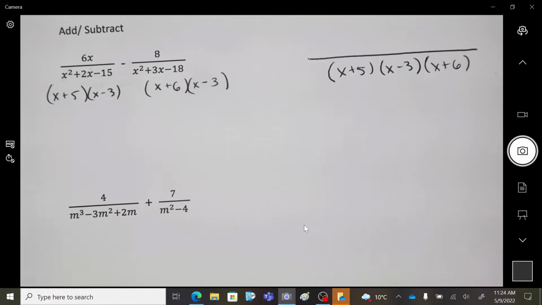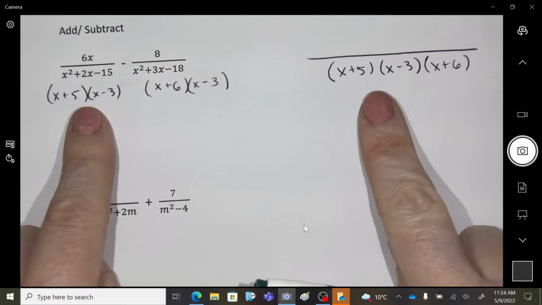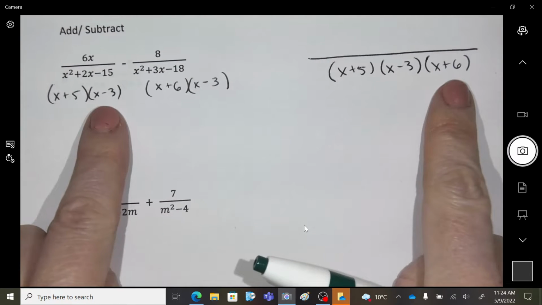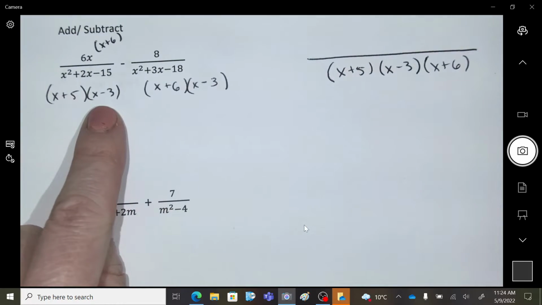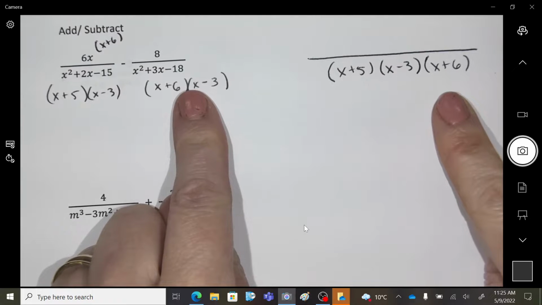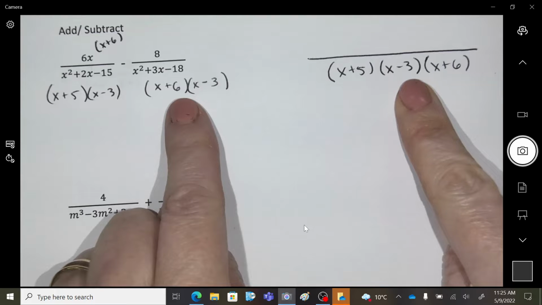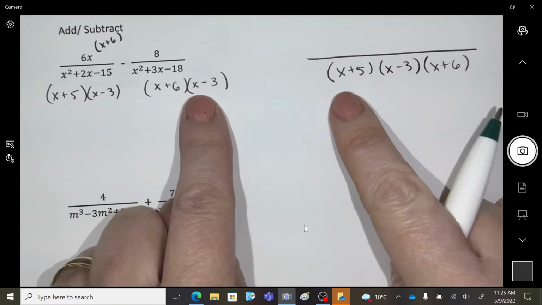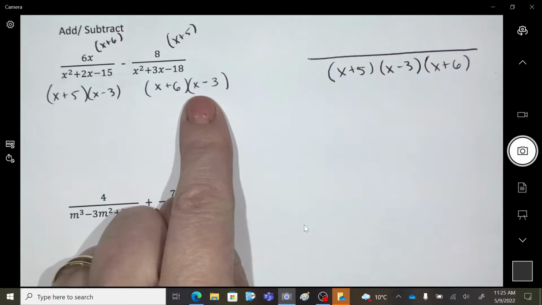Okay, common denominator. Good. Now, what did I do to the first fraction? What did I do to the bottom? So I had that. So therefore, it got multiplied by x plus 6. I'm going to look at the second fraction. It had that and that. So what did I do to it? Multiplied by x plus 5.